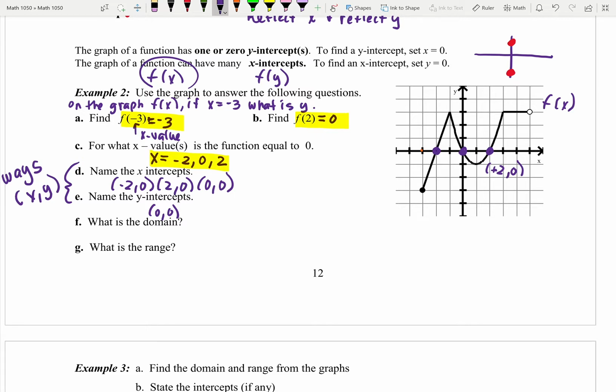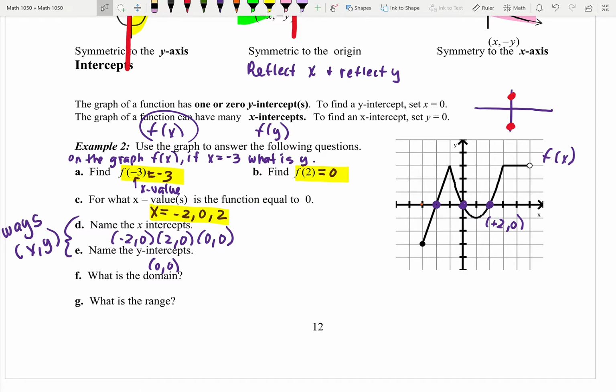Find the domain. Everybody look right here. Domain is x. Just look and relax for a second. Here's your x-axis. You always have to start small.